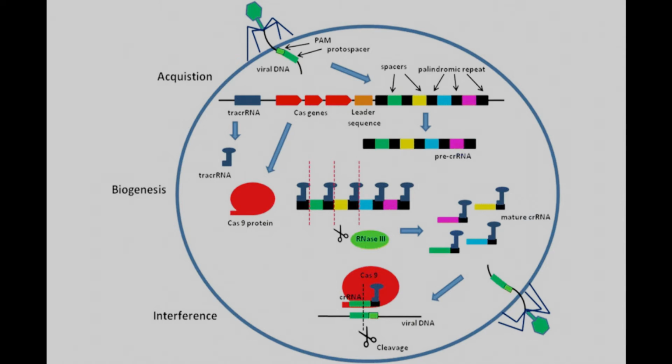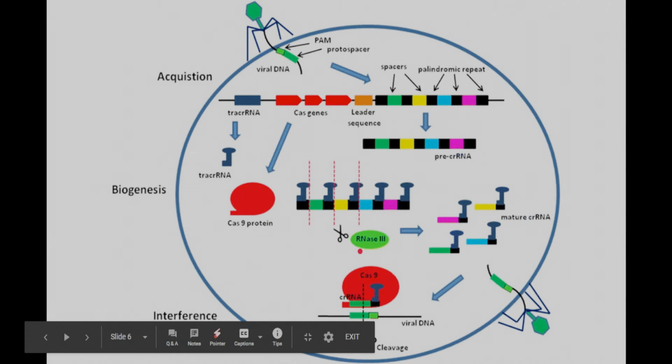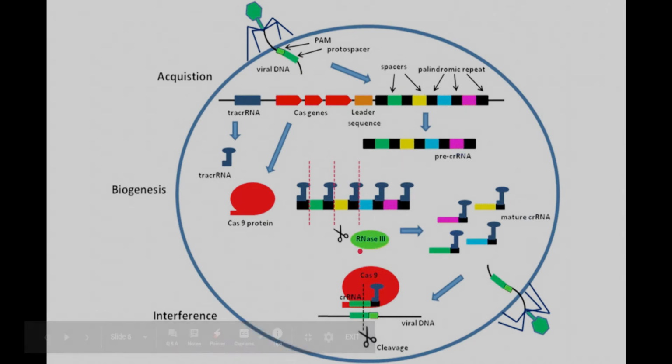And once a virus invades, it'll manufacture these CRISPR guide RNAs, and it will create a guide RNA after the tracrRNA and this crRNA mix together. And this allows for tracing, and this creates a guide RNA.